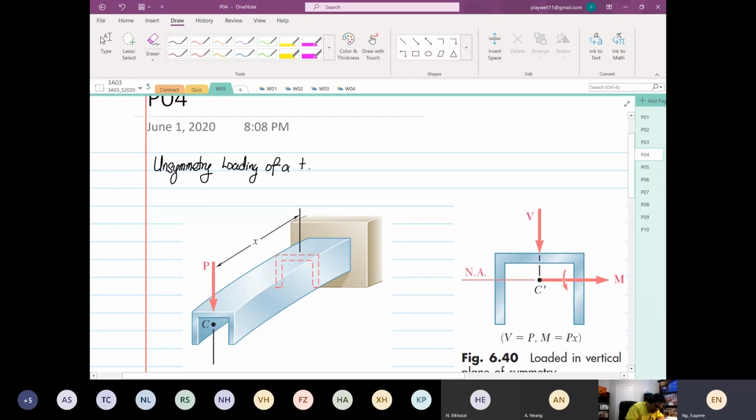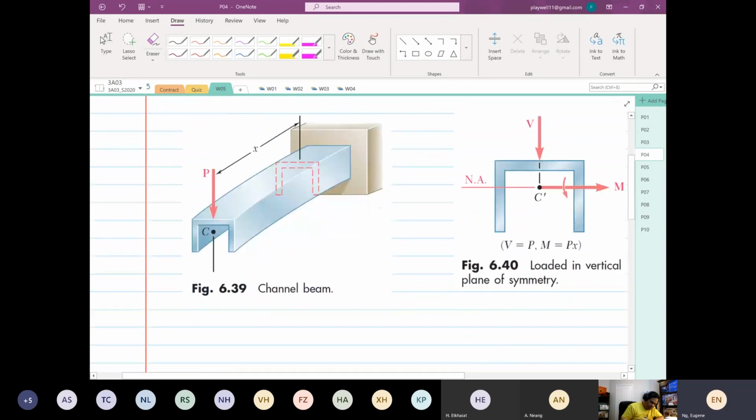Now this is only true if you have thin wall member only. Thick wall, it will not happen at all. Okay, so for thick wall, this set of rules will not work. Okay, and I'll explain to you why later on. So in your textbook, it's on 6.9.